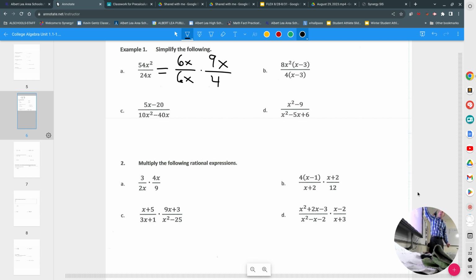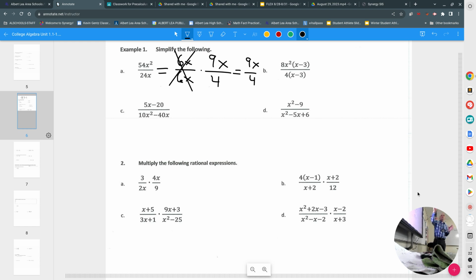And the reason why we can reduce this is 6x over 6x divides to, don't say 0, divides to 1. And 1 times anything is itself. So when we say that these things cancel, it's not like they just disappear. It's not like they go to 0. They reduce to 1. And we just get that 9x divided by 4.